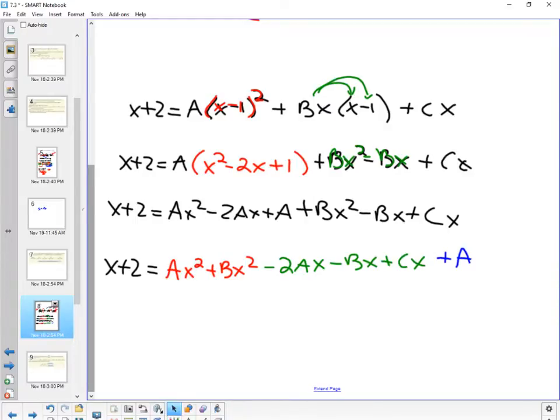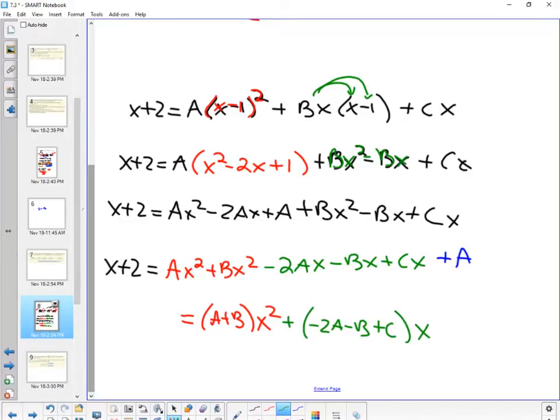I changed my mind. I don't like it. I'm gonna rewrite the red part as x squared times a plus b, and then the green part will become the quantity negative 2a minus b plus c, times x. That's why I said double check my work here, guys. This is good? And then finally plus a.